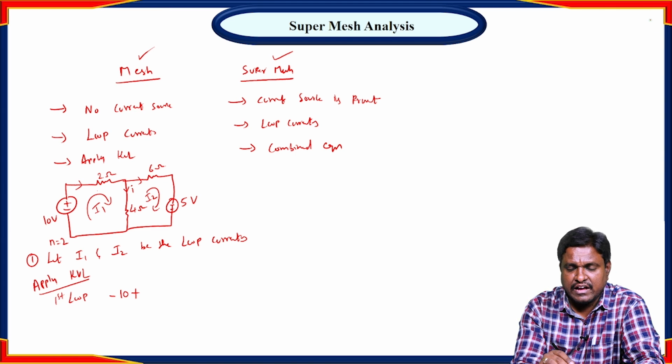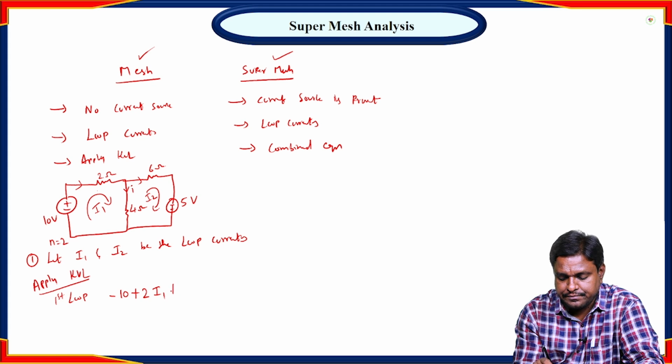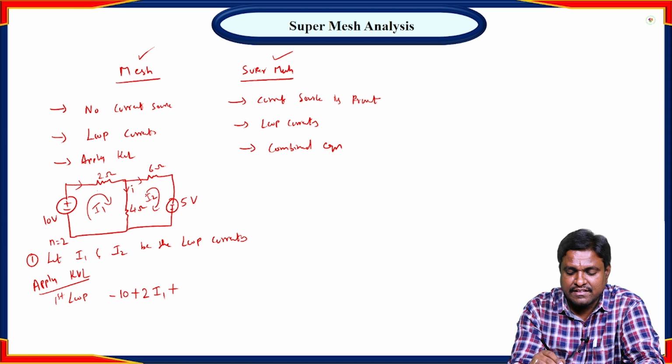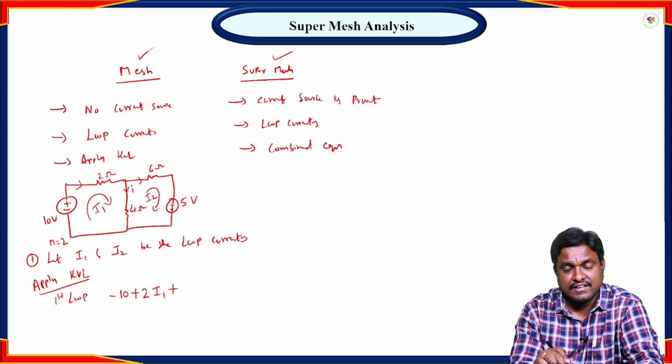So how to get the voltage? I into R. 2 into, what is the current passing through this 2 ohm resistor? I1. So 2 into I1, plus. And here we can see that in this 4 ohm resistor, we have both the current I1 as well as the current I2. Both the currents are flowing in the circuit, so we have to consider both the currents. The value of the resistor is 4. To find the current passing through this, we can see both I1 and I2 flowing in this particular branch, so I have to consider both the currents.